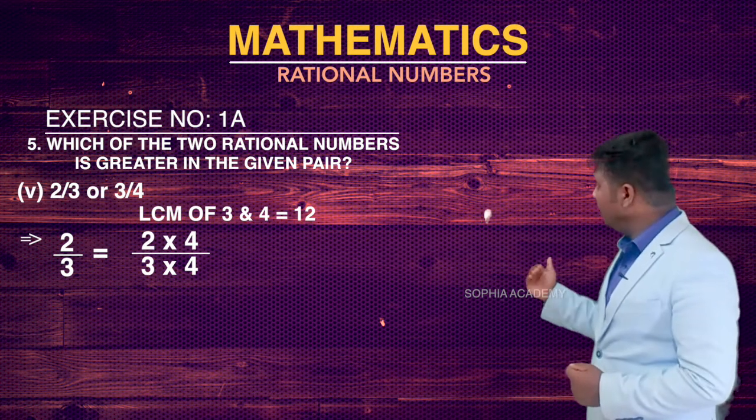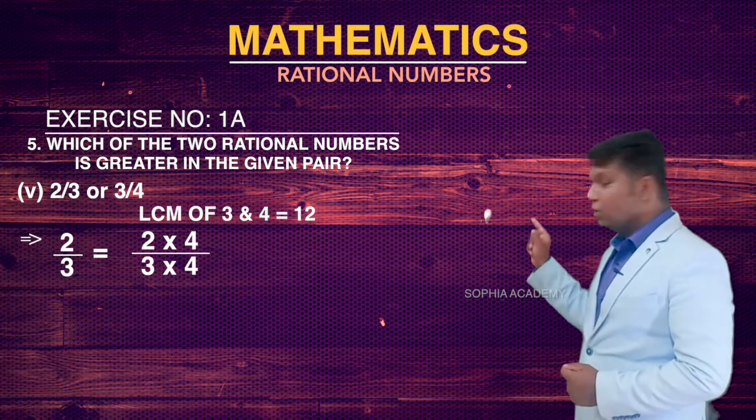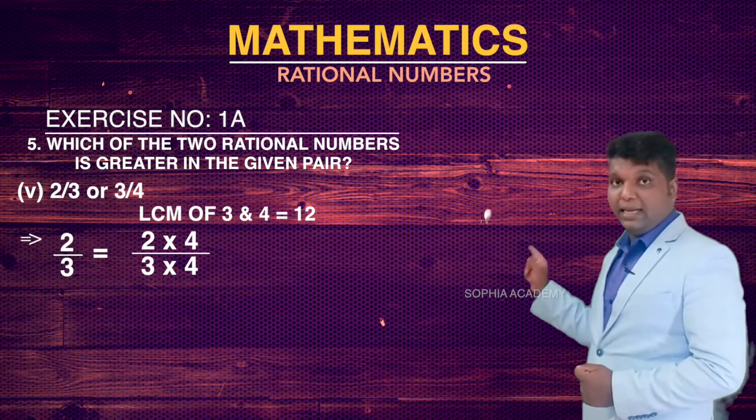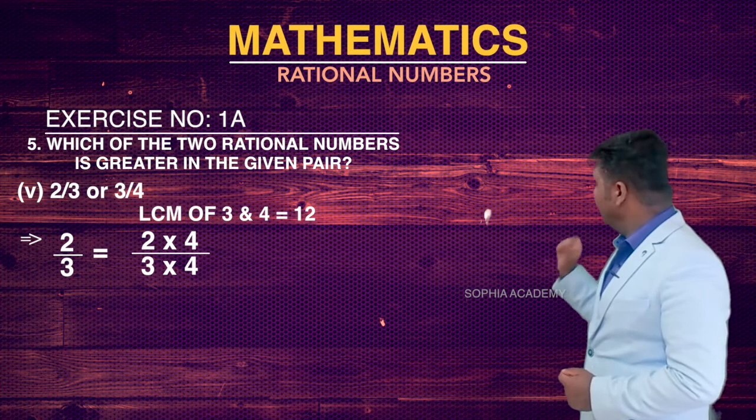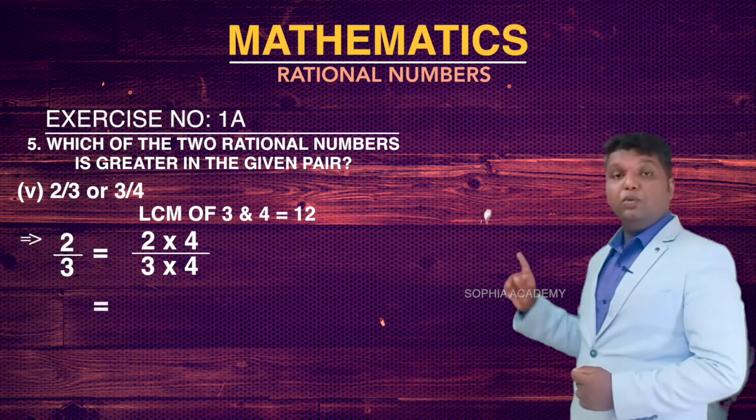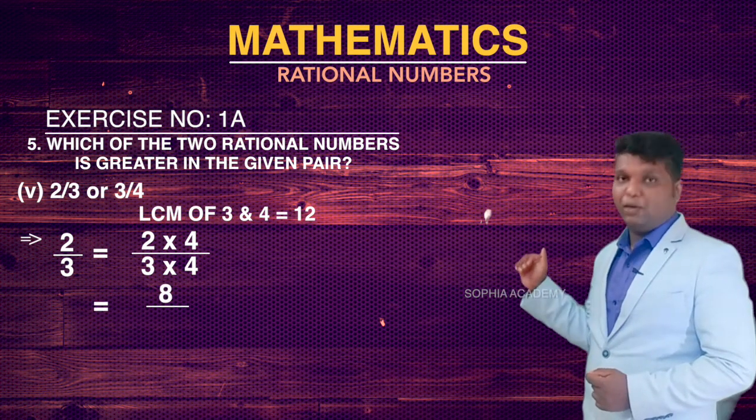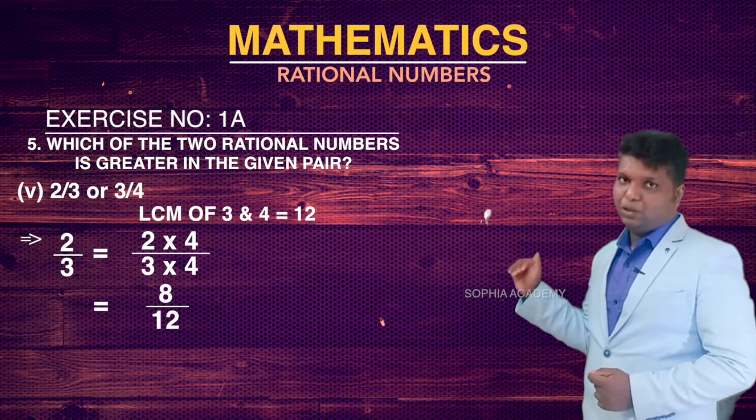Multiplying the numerator and denominator by 4, you will get 2 by 3 is equal to 2 into 4 divided by 3 into 4. 2 into 4 is 8 and 3 into 4 is 12. So you got 8 by 12.